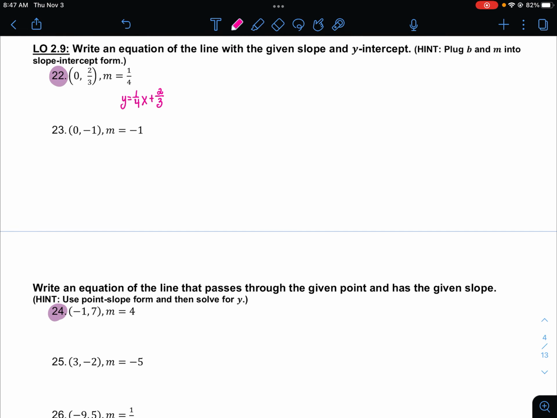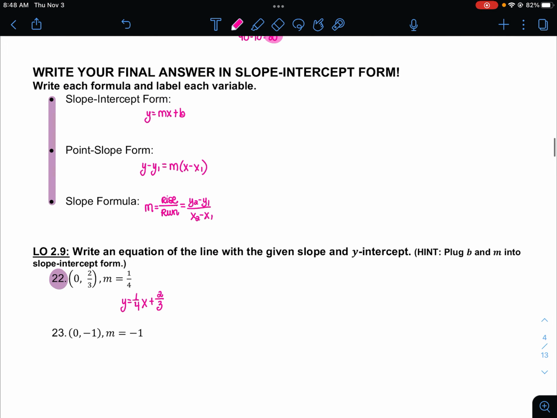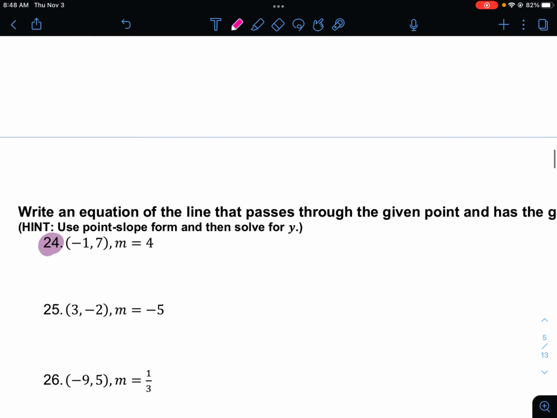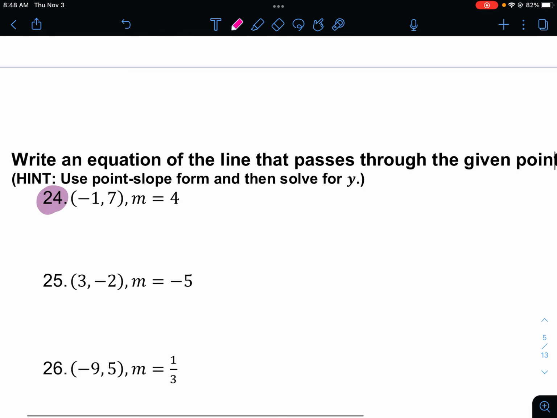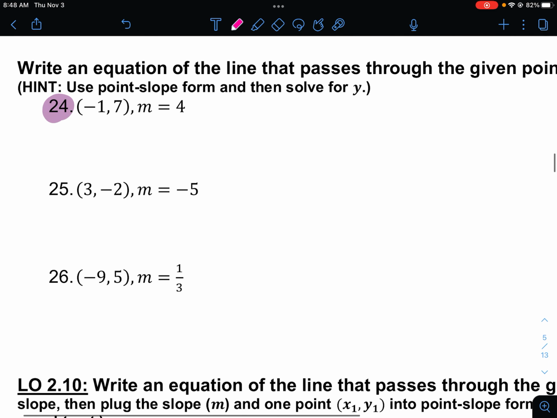Then let's go to 24. Write the equation of a line that passes through the given point and has the given slope. Now with a point and a slope, we need to use point-slope form. For number 22, that y-intercept was written as a point. You could have used point-slope form and then solved for y to get to slope-intercept form. You would do it the exact same way. But this one, there's no possible way to just go straight to slope-intercept form, so we have to do point-slope form.